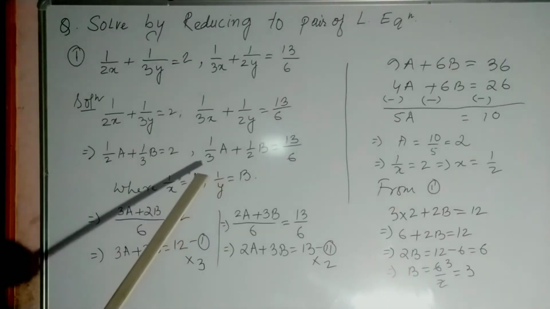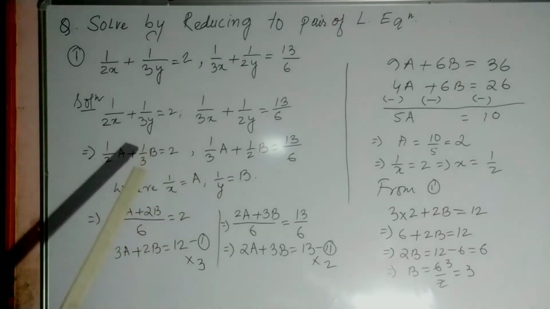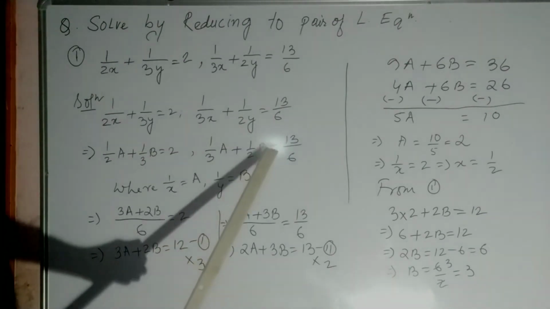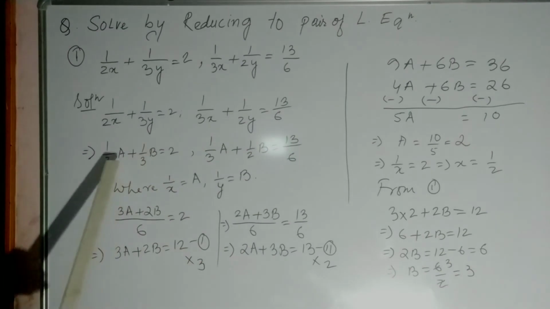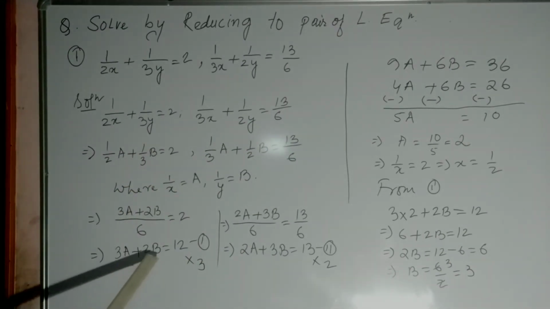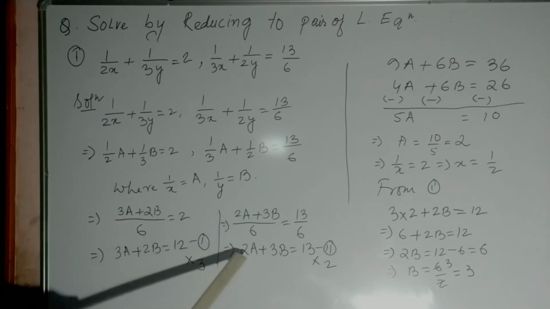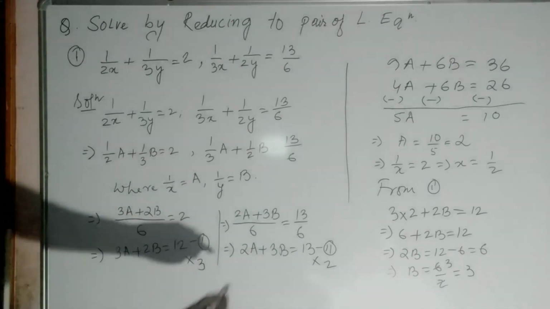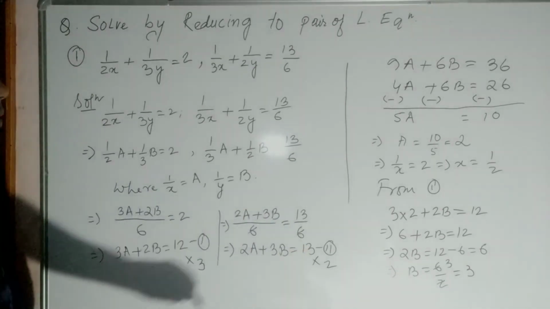We have reduced it, and here 1 by 3a plus 1 by 2b equal to 13 by 6, and we simplified it and we got 3a plus 2b equal to 12, and here 2a plus 3b equal to 13. We can cancel these 6.